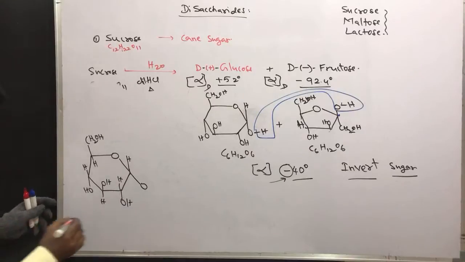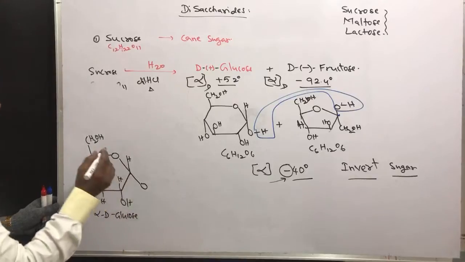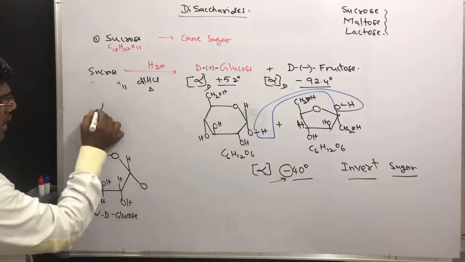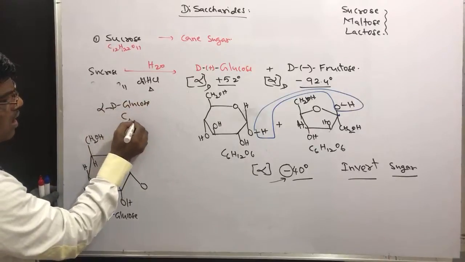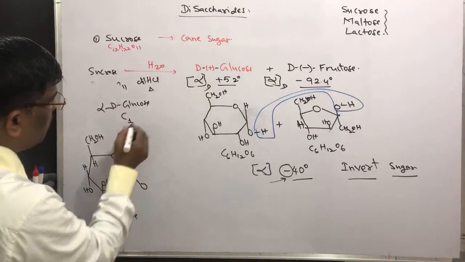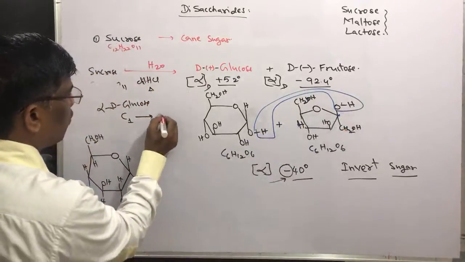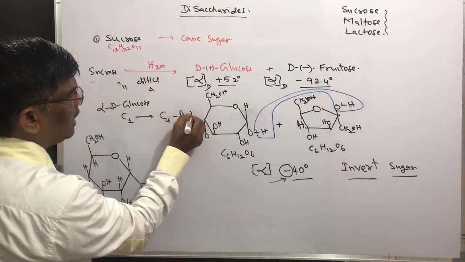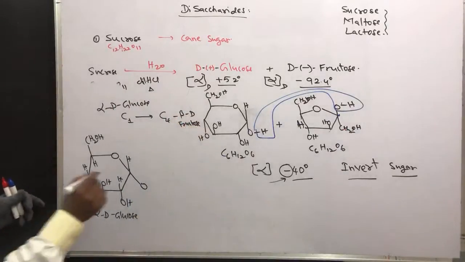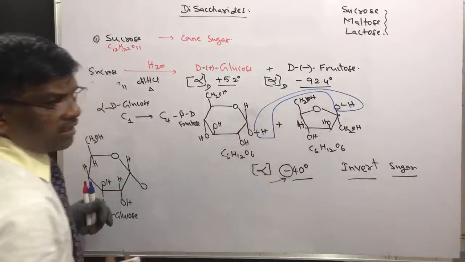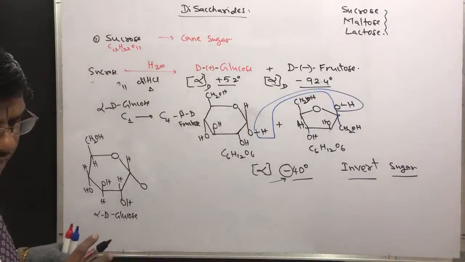So this is the alpha D glucose part of sucrose. So alpha D glucose C1 hydroxy group is going to combine with C4 of beta D fructose in the sucrose molecule. So let me write beta D. Beta D means it is upside, isn't it?